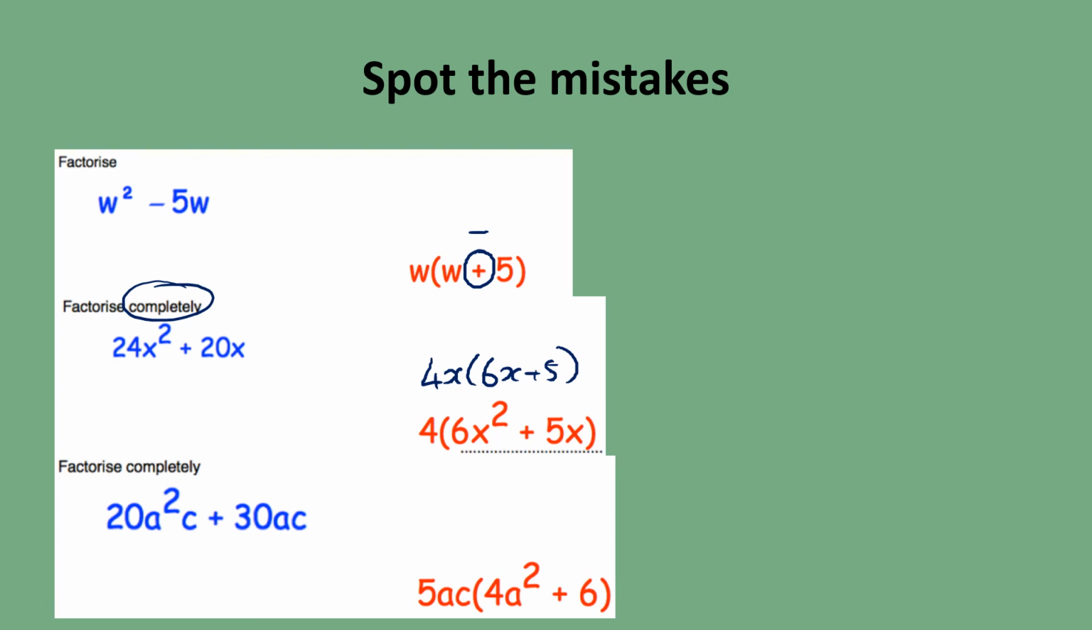And is it the same problem with the second one? No, they've taken out the right thing. It's 5ac. It's this a squared situation. If you think about if you expanded these 2 terms, you get 20a cubed c. And that's slightly different from what they've got. This has got an a squared c. So the mistake was that this should just be 4a plus 6 inside the bracket.